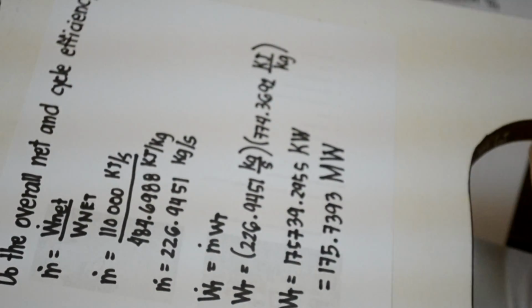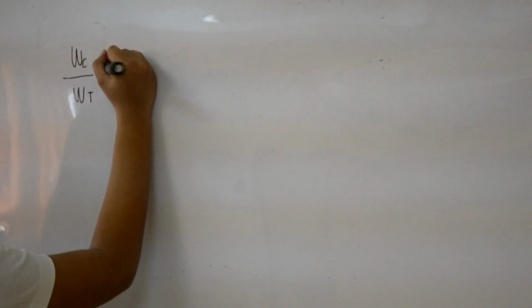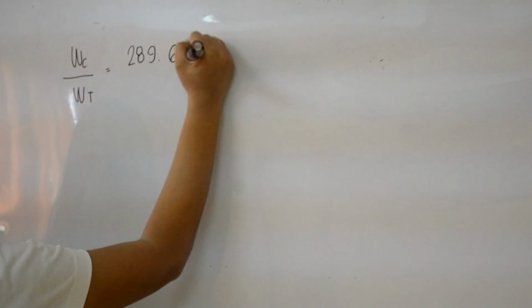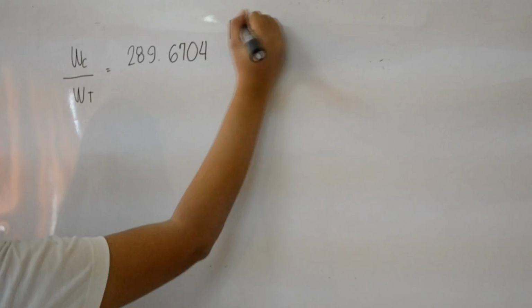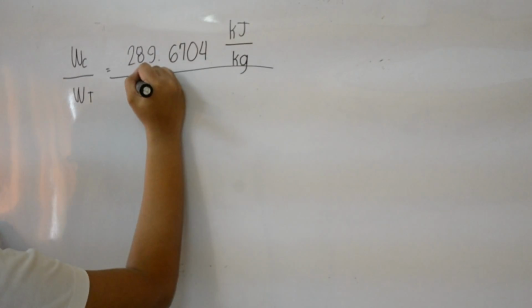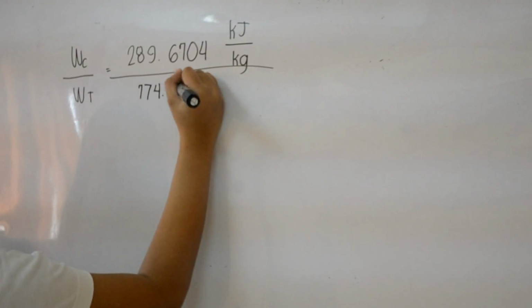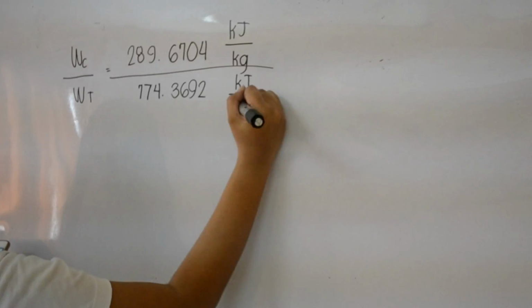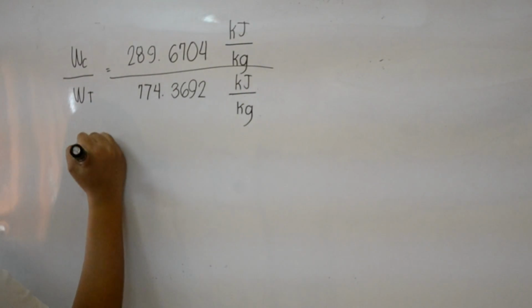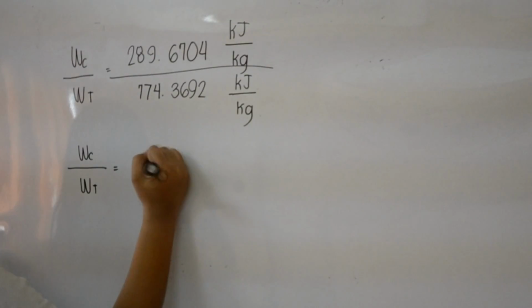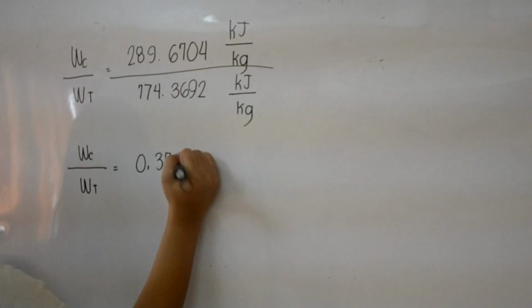Therefore, the power output of the turbine is 175.7393 megawatts. We will divide the work of the compressor by the work of the turbine to get the fraction of the turbine output required to drive the compressor. Then, it will result to 289.6704 kJ per kilogram over 774.3692 kJ per kilogram.